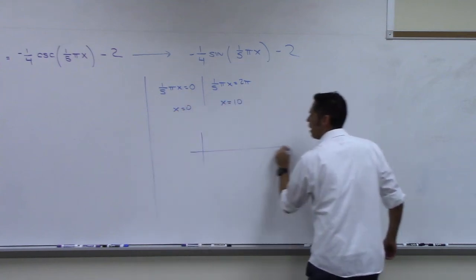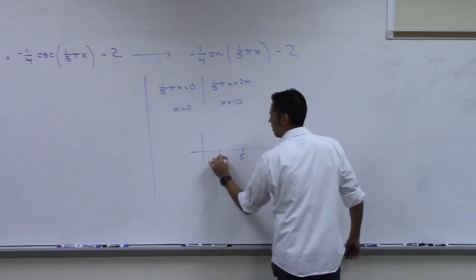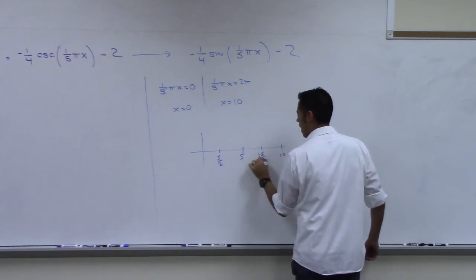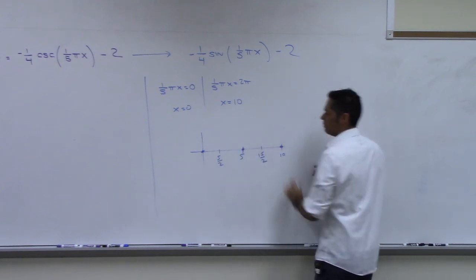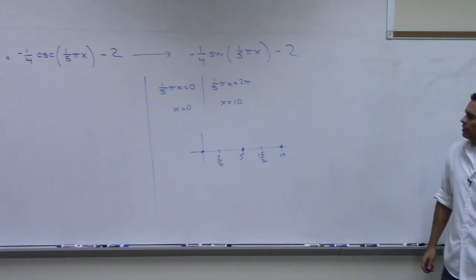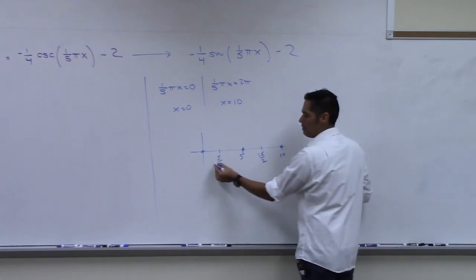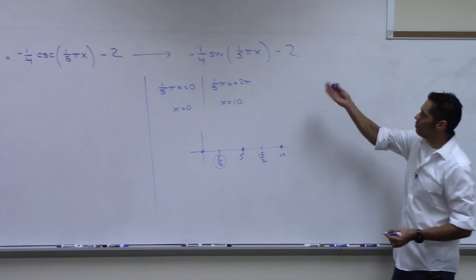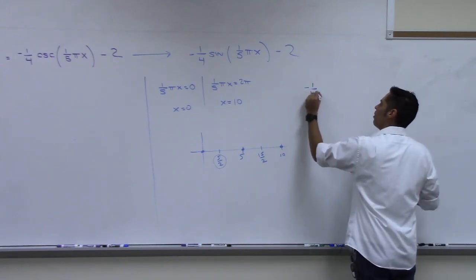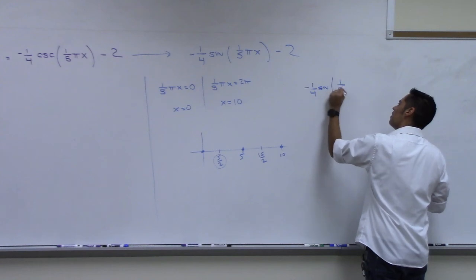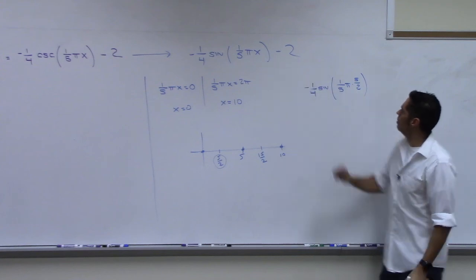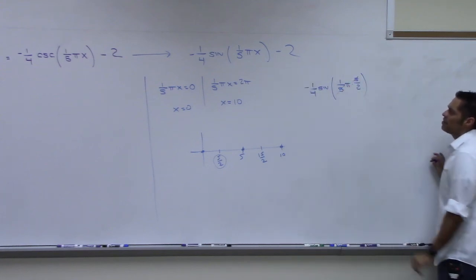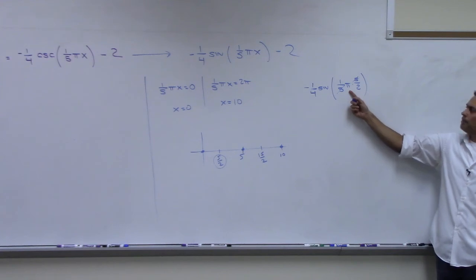Come here, number line, 10, 5, 5 halves, 15 halves, and I have x-intercepts here, here, here, because it's a sine. I plug in a test point. I plug in 5 halves. When I plug that in, -1/4 sine of 1/5 pi times 5 halves. Remember, I'm ignoring the 2 right now. The 5's cancel, and this just becomes pi over 2 in here.